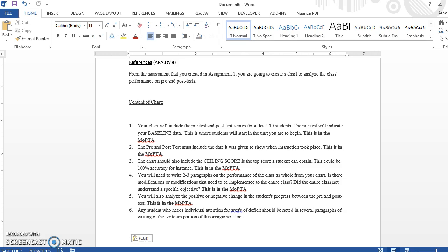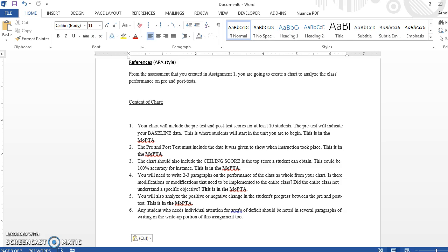You'll analyze the positive and negative change in a student's progress. Hopefully they don't have a negative change, but it has happened, believe me, I've seen it, where they might get like an 85 on the pretest and they got a 70 on the post-test, so they actually lost things. So if that happens, you'll have to explain it. But also positive change as well. Well, I taught these certain objectives, that's why there was a positive change.